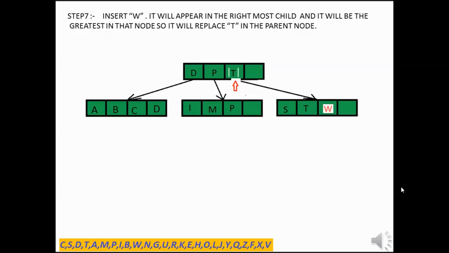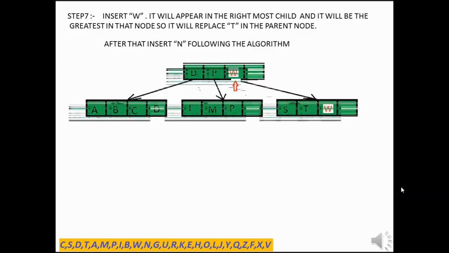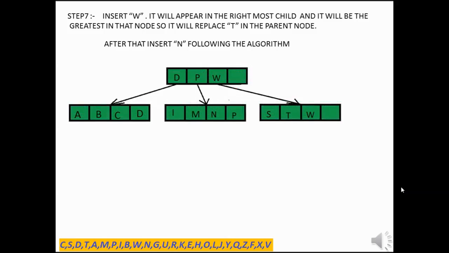After this, the next is the insertion of N. Insertion of N is simple as usual. You go to the parent node, it contains D, P and W. N is greater than D and less than P. So we'll go to the node pointed by the P. It contains I, M and P. Now compare N with the elements of this node. N is greater than I, N is greater than M, but N is less than P. So N will now become the third element of that node. As usual, simple.